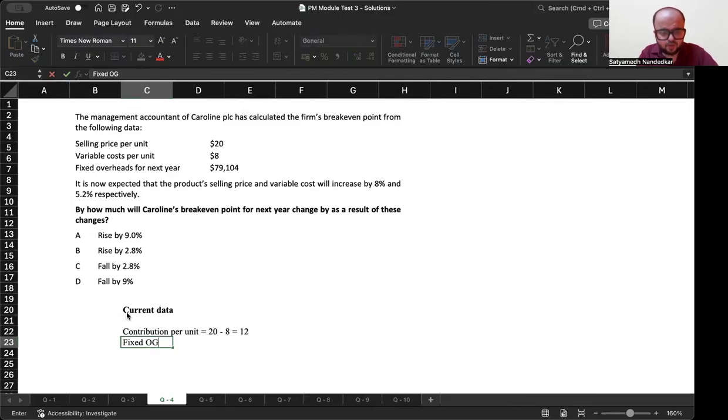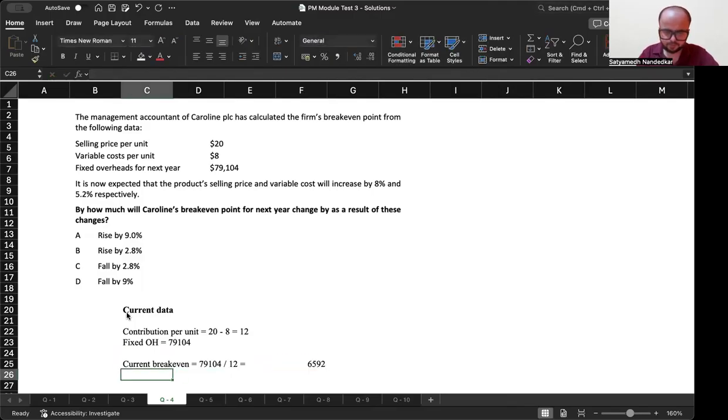What are my fixed overheads? My fixed overheads are 79,104. It is now expected that product selling price and variable cost will increase by 8% and 5.2%. My current break even, fixed cost 79,104 upon contribution per unit, which is basically 6,592.